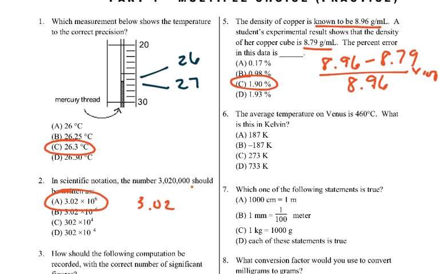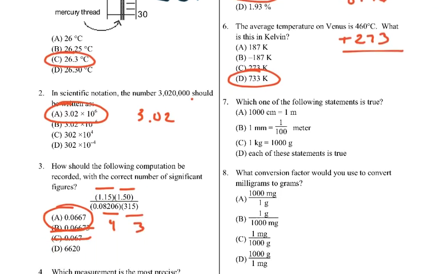Okay, the average temperature on Venus, 460 Celsius. How do we convert that to Kelvin? We have to add 273. Kelvin numbers are always larger than Celsius numbers, and so that comes out to be 733. The formula for this, if you forget, is given on the test, so go look it up.